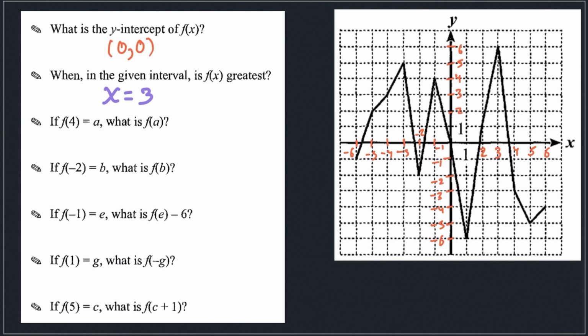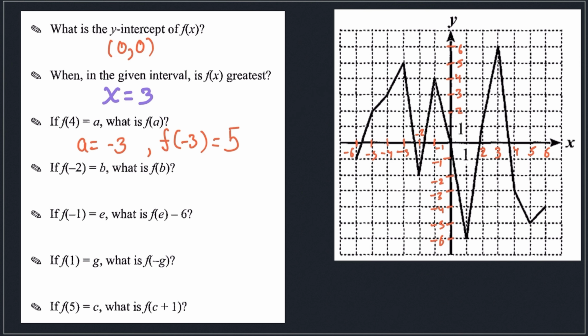In the next question, f of 4 is equal to a. They want us to find a and thereafter find what f of a is equal to. f of 4 is equal to negative 3. Therefore, a must be negative 3. f of a, or f of negative 3, can be easily found from the graph as positive 5. Therefore, the final answer is positive 5.